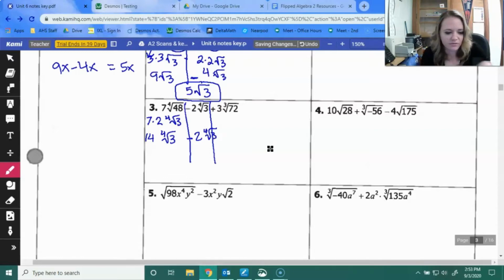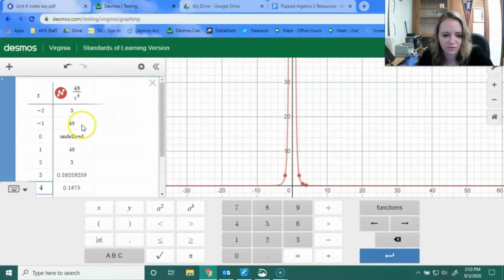Okay, let's do the 72 now. Now, the roots are different. That is a big clue right away that this is going to stand alone. These two could possibly be combined because they're both 4th root, but this is 3rd root. So let's do the 72 in the calculator.